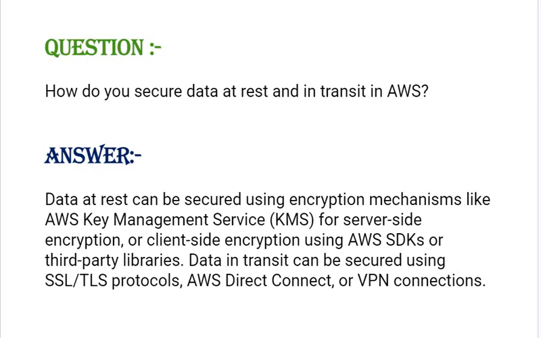Our next interview question is: how do you secure data at rest and in transit in AWS? Your answer should be: data at rest can be secured using encryption mechanisms like AWS Key Management Service, KMS, for server-side encryption, or client-side encryption using AWS SDKs or third-party libraries. Data in transit can be secured using SSL/TLS protocols, AWS Direct Connect, or VPN connections.